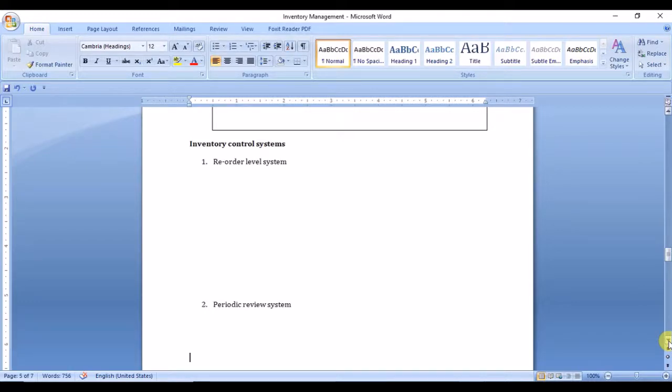There are two main different systems, known as the reorder level system and the periodic review system. What is this reorder level system? We will keep a particular level of inventory as our signaling level. For example, I'll tell you an easy example. A retailer who is buying and selling, take some simple example: mobile phones. Let's say he orders 100 units. He buys 100 units, keeps them and sells them.